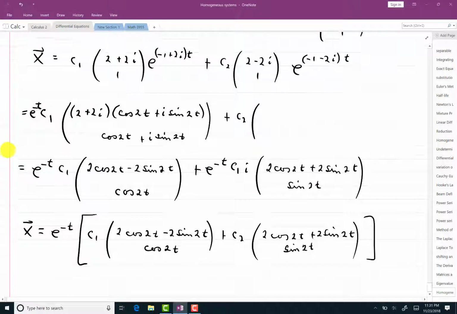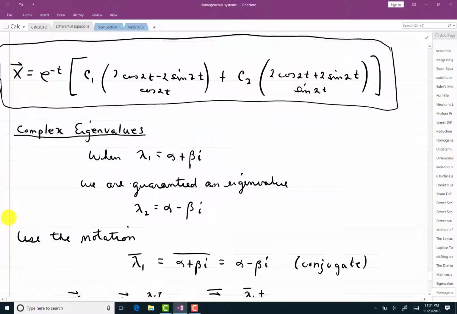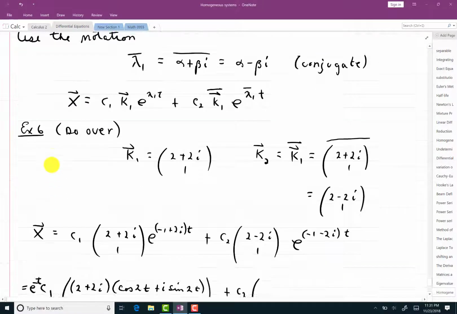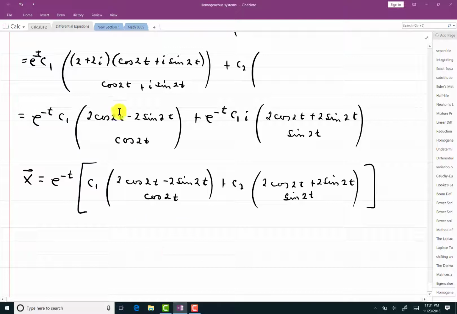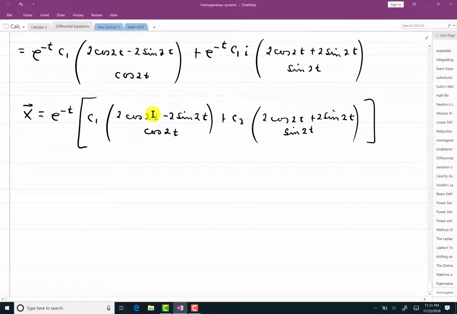And let's compare it to my answer. Let's go back to the solution from before I start talking about these things. Here it was: 2 cosine of 2t minus 2 sine of 2t over cosine of 2t. There it is right there. And the other part, in case you didn't see it, was exactly this stuff. So what happens is, I only need to compute one eigenvector. I don't even need the second eigenvector because we already know its structure, and we already know what all these computations are going to lead us to. So it's easy. Just use one eigenvector and you'll get both solutions.